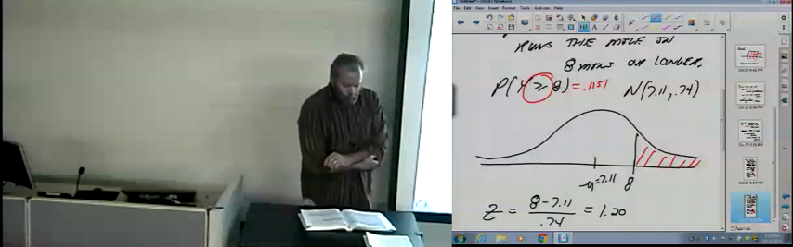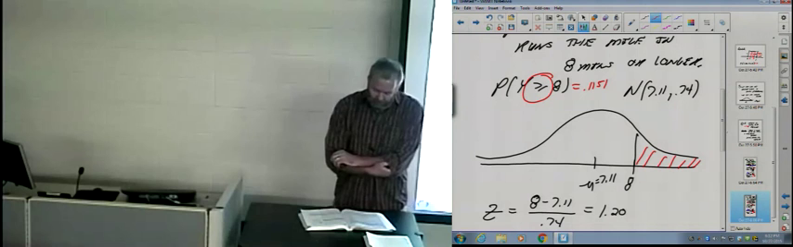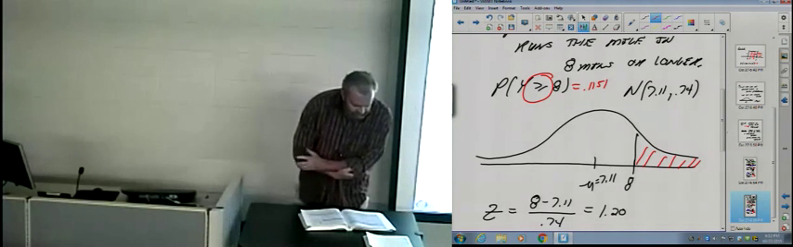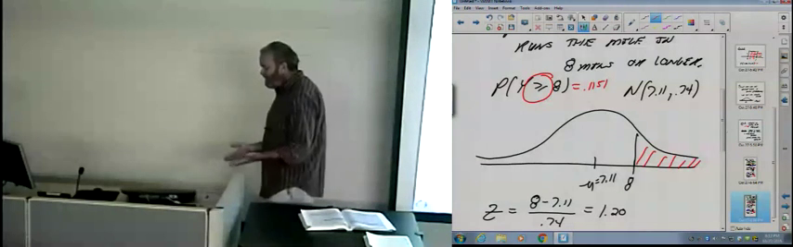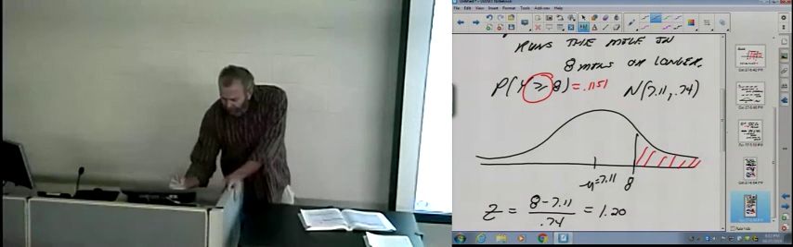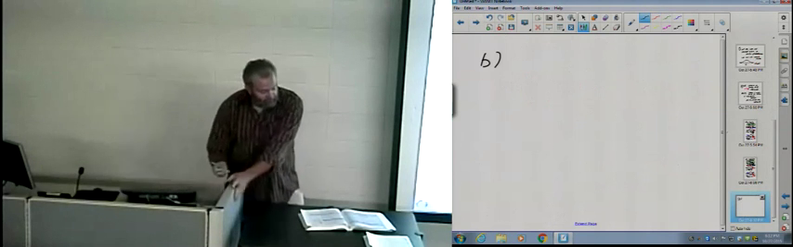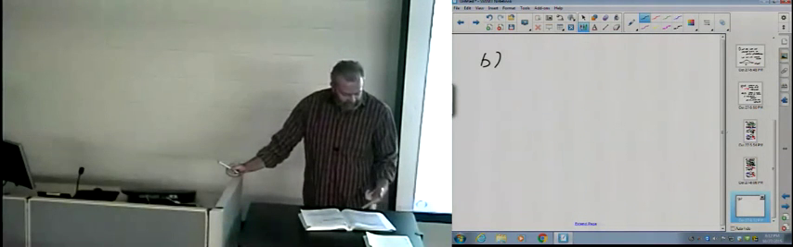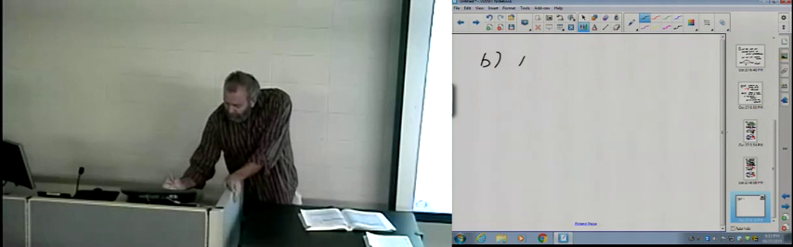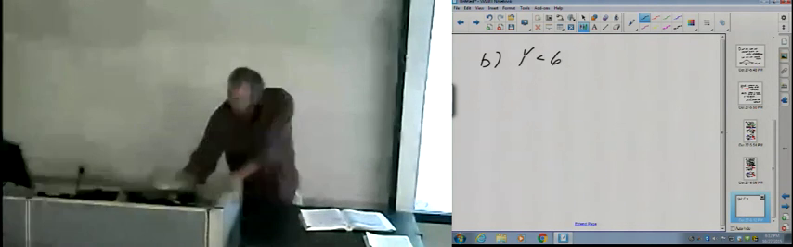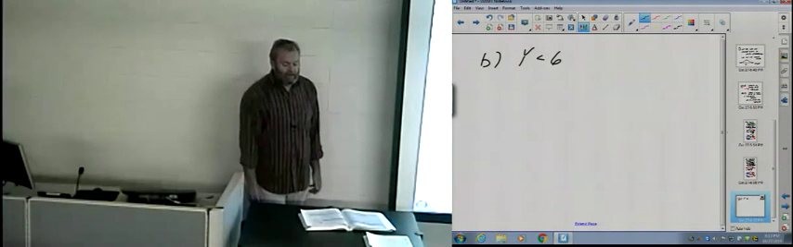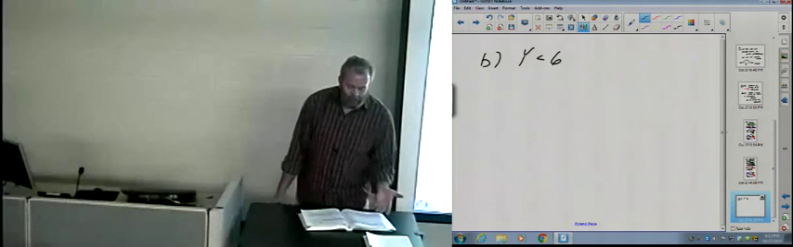Now, there's a part B here. Part B says, write the event that the student could run a mile in less than 6 minutes in terms of values of the random variable. In other words, take the English language and convert that to symbols. Well, y is the run time, right? Y is less than 6 minutes, right? That's my symbols.